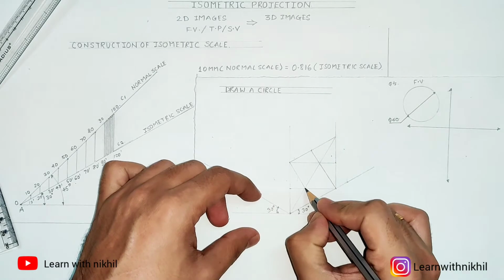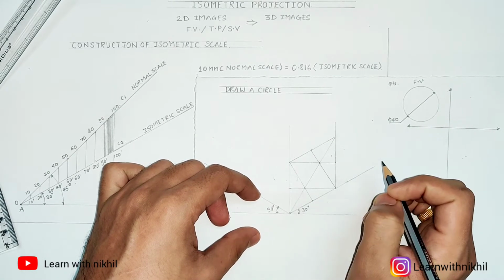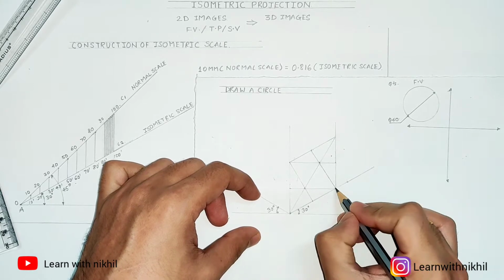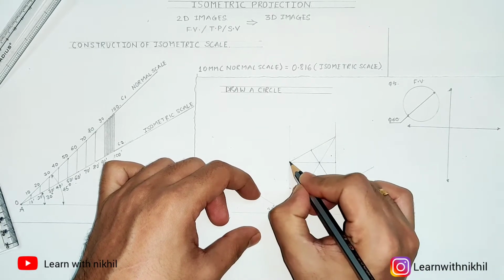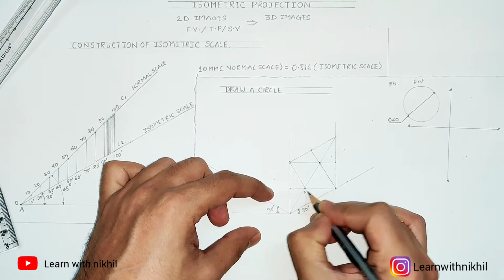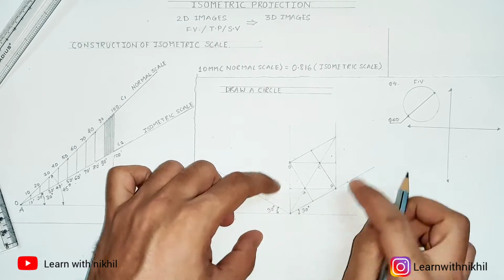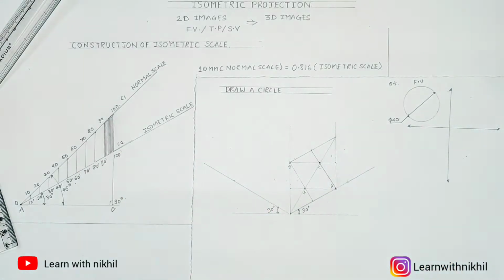Now after joining this, we have to draw the ellipse. Now I'll just mark the points from where we have to draw. So these are the points 1, 2, 3 and 4. So these are the 4 points. I'll mark them as A, B, C, D for your reference. From these points as a reference, we will draw the circle which will look like an ellipse in three-dimensional.